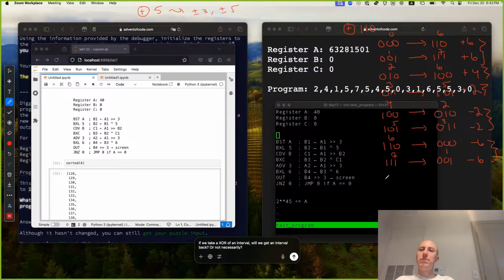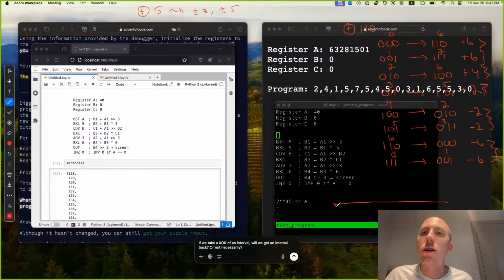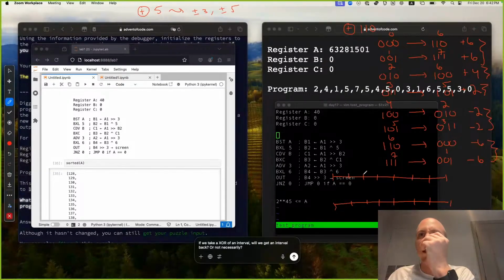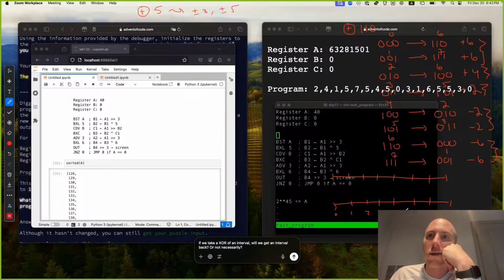We can do that out a little bit. We can just see what happens. 1, 0, 1, 2, 3, 4, 5, 6, 7, 0, 1, 2. So 0, 1, 2, 3. So 0 goes to 6. 0, 1, 2, 3, 4, 5, 6, 7. So 0 goes to 6.